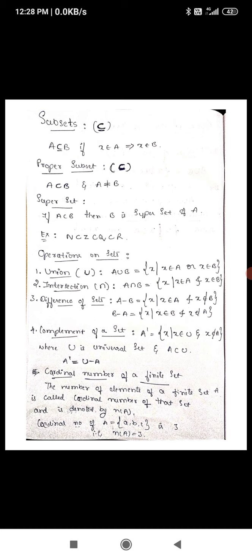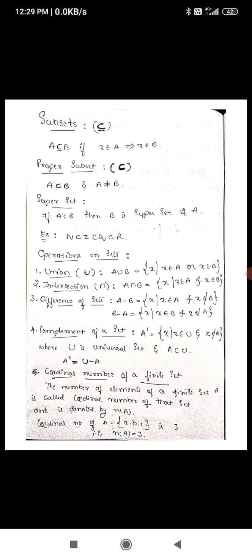Let us see the example. We know that the symbol N stands for the natural number set, Z stands for the integer set, Q stands for the rational number set, and R stands for the real number set. Clearly, N is a subset of Z, Z is a superset of N, Z is again a subset of Q, Q is a superset of Z, Q is again a subset of R, R is a superset of Q. R is a superset of Z, R is a superset of N.